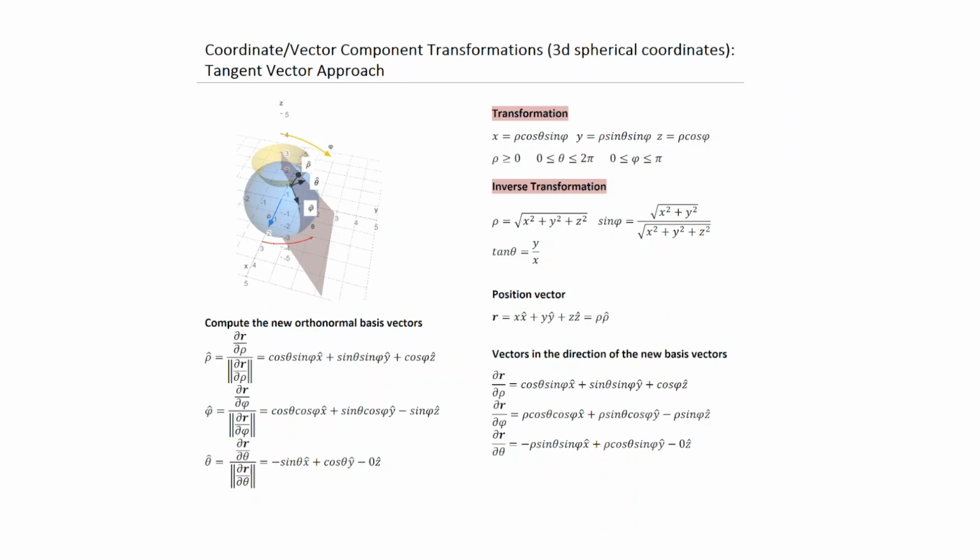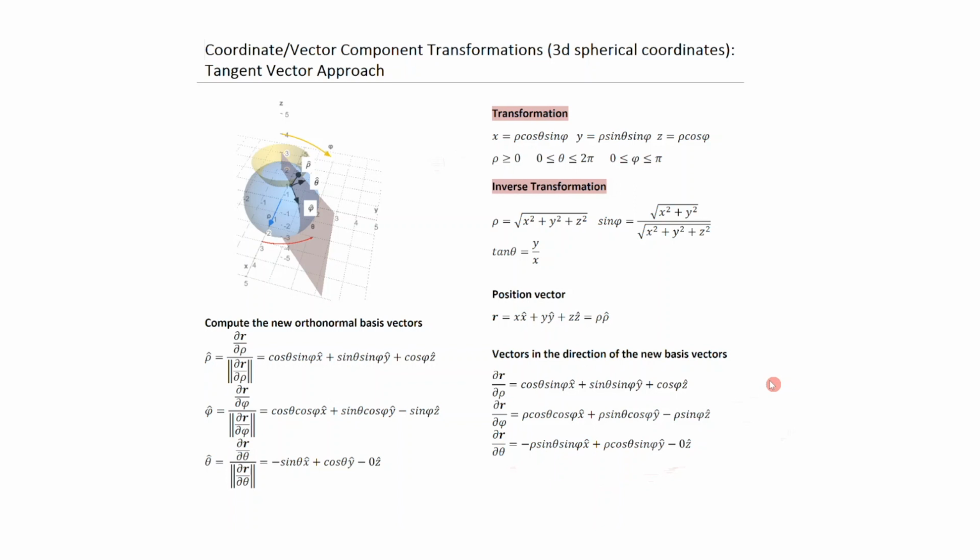All right, so for spherical coordinates, here's the transformation. This is the inverse, and the position vector is just going to be rho rho hat. All right, so what are going to be the vectors in the direction of the new basis vectors? dr d rho, dr d phi, and dr d theta. All right, so all you're doing is taking the x values, the y values, and the z values, and taking the derivatives with respect to rho, phi, and theta, and that gives you the vectors in the new coordinate system.